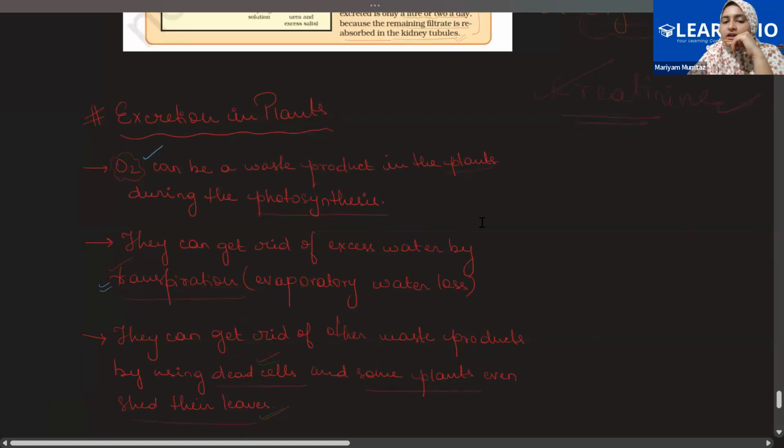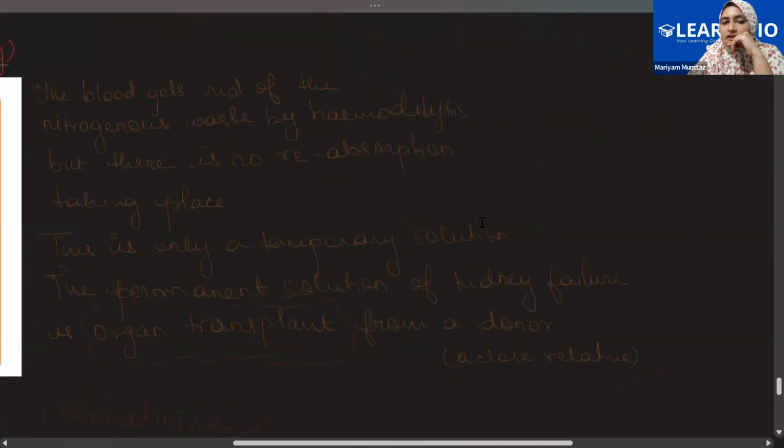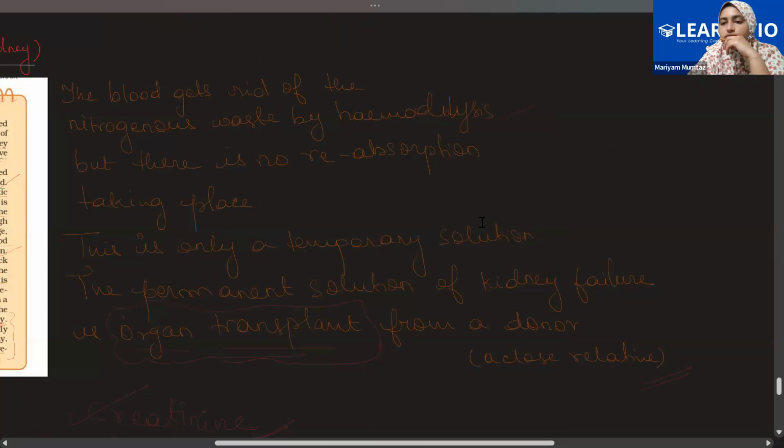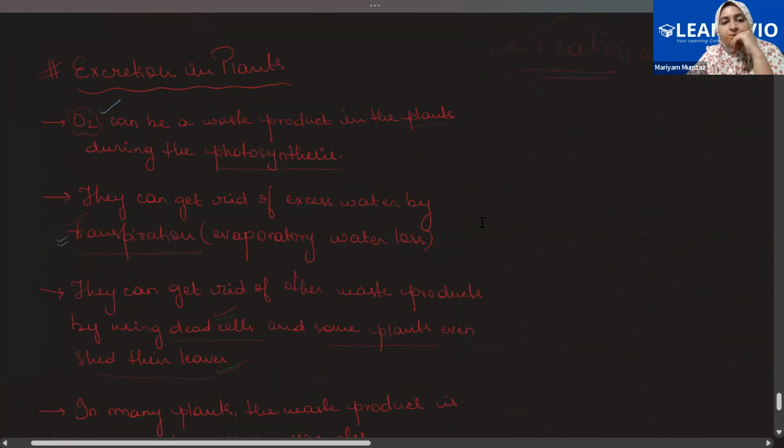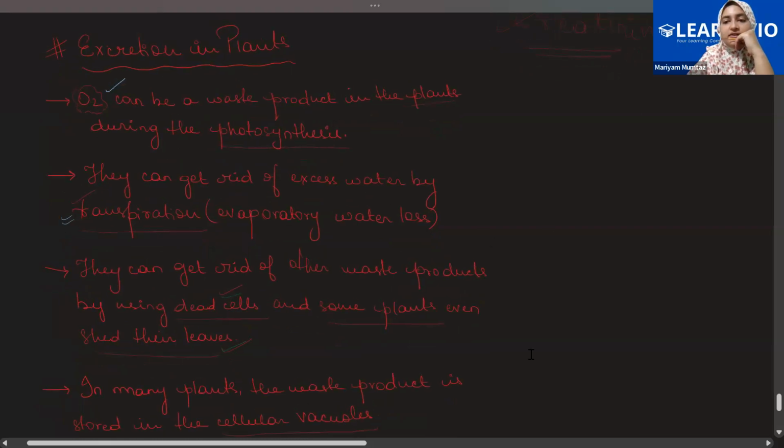Also, in the previous class you had written down everything. Yes, ma'am. Oh, okay. Now talking about the excretion in the case of plants.